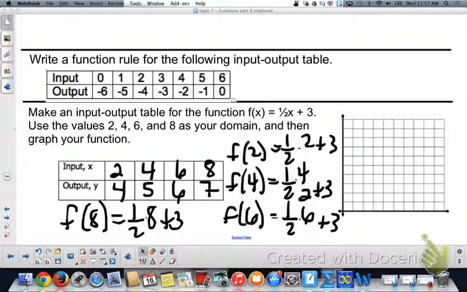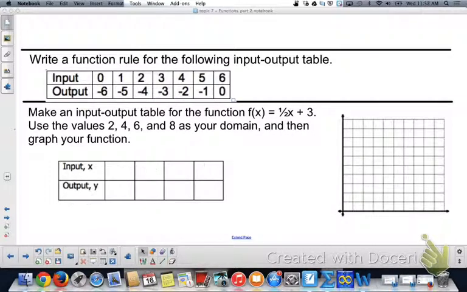Then for your graph, I'm going to go 1, 2, 3, 4, 5, 6, 7, 8. So we have 2, 4. You have 4, 5. 6, 6, and 8, 7. So there you go. If we graph our function, connect it, and there's your graph.